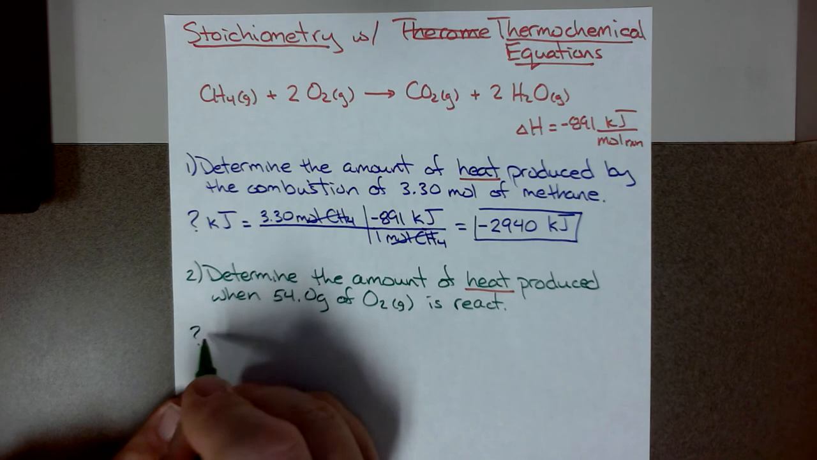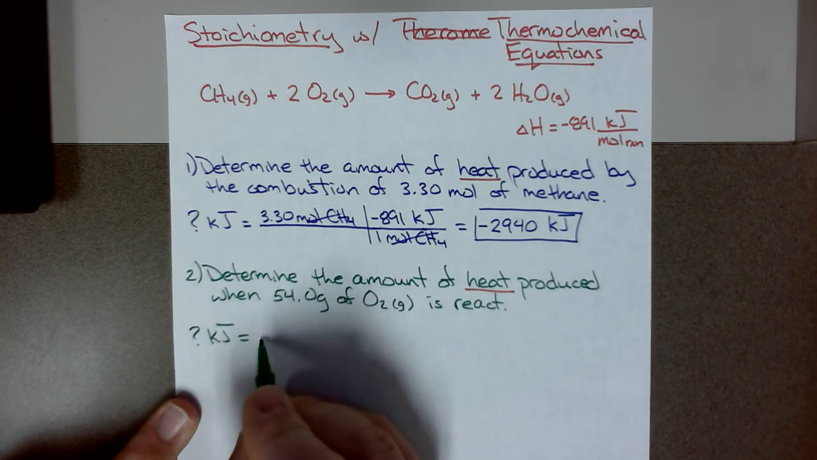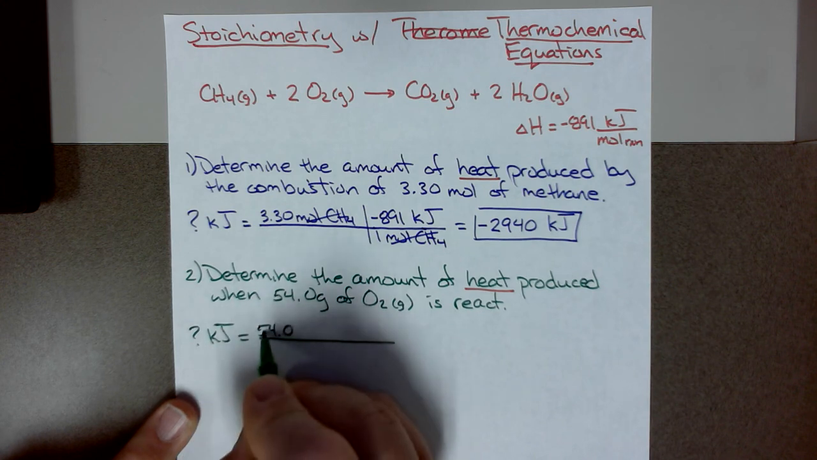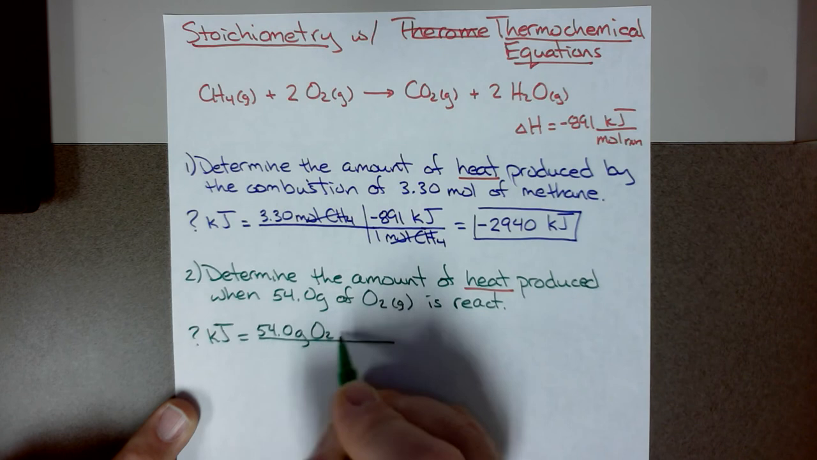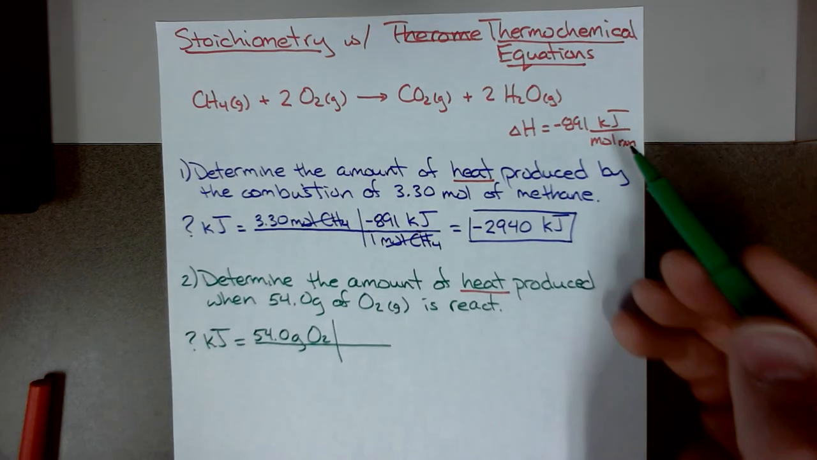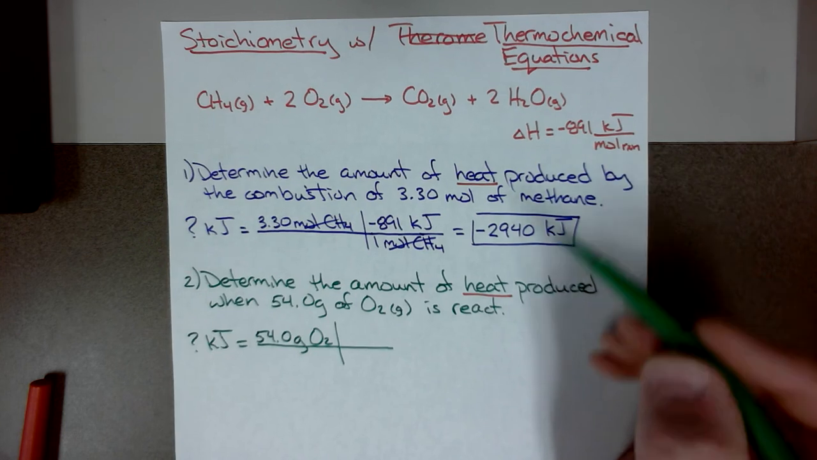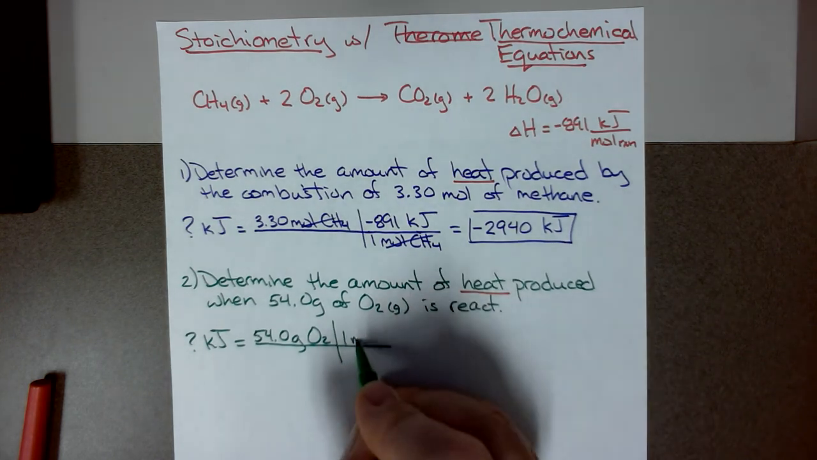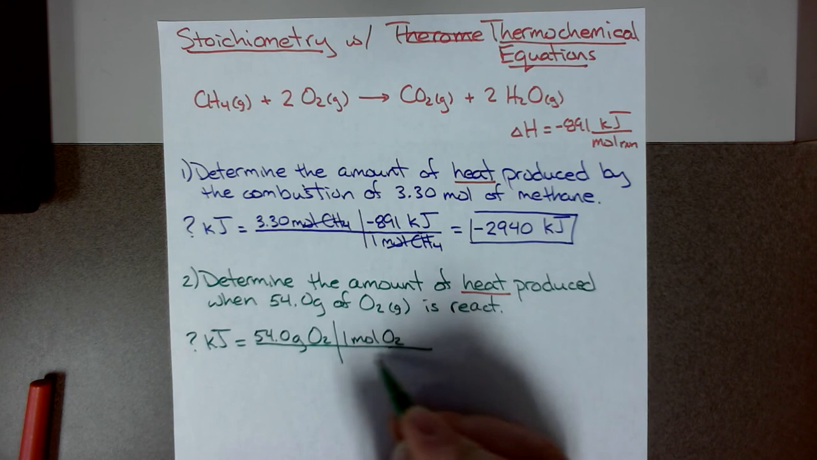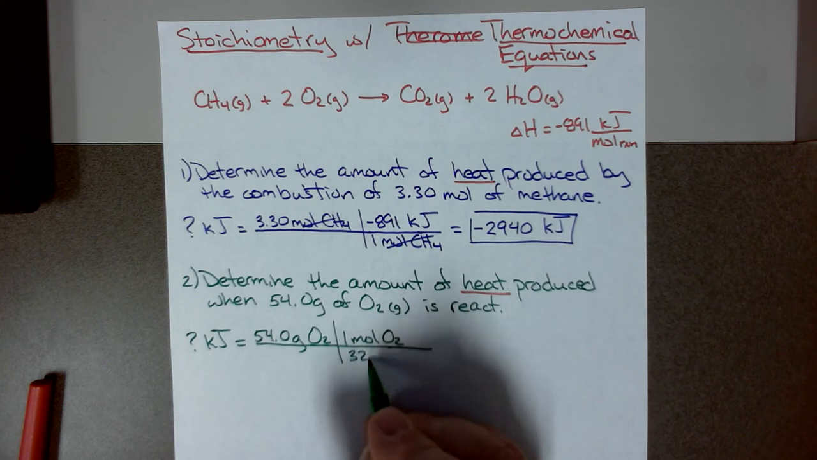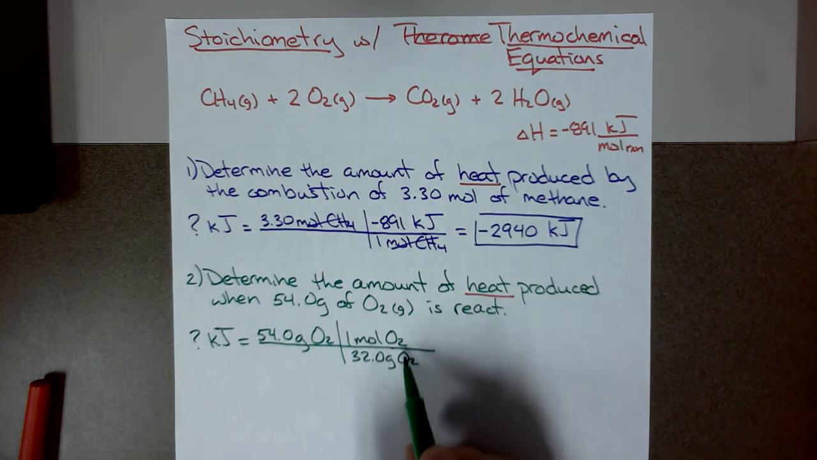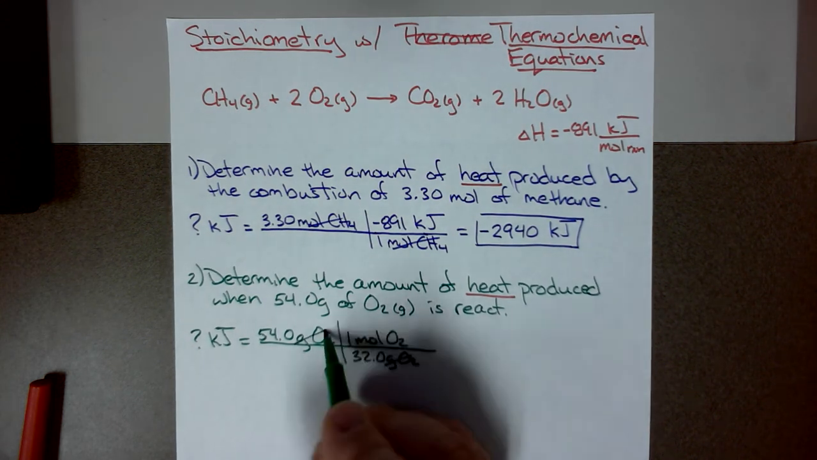We know how many kilojoules of energy, and now I start with the 54.0 grams of oxygen. Now hopefully by now you realize, since this is in moles, I have to get to a mole. If you have the mass, go to the mole by using the molar mass conversion. So 1 mole of O2 is 32.0 grams O2. Now remember, I put the grams on bottom because they're on top over here.